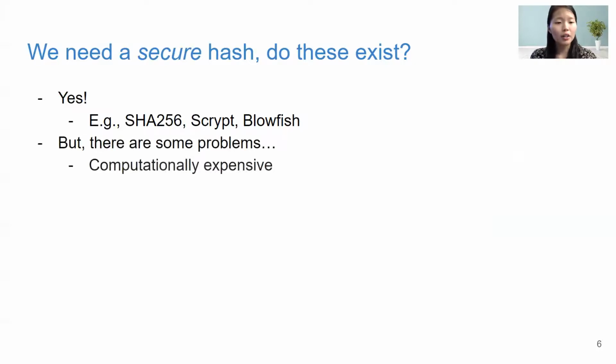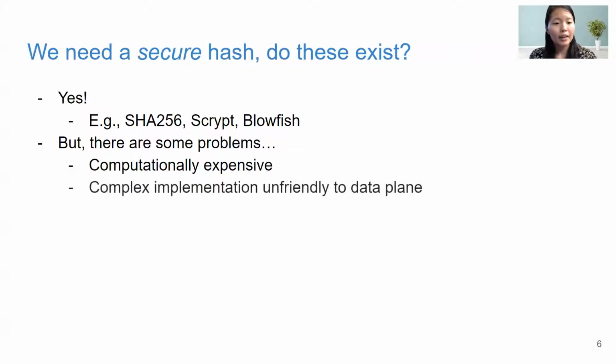Secure hashes are computationally expensive to implement in network hardware and have complex implementation needs that are unfriendly to the data plane, causing inefficiencies and unacceptable slowdowns to the application. Due to all of this, network programmers have historically been forced to choose CRC32 as their go-to hashing function, compromising security for lower computational cost and implementation simplicity.